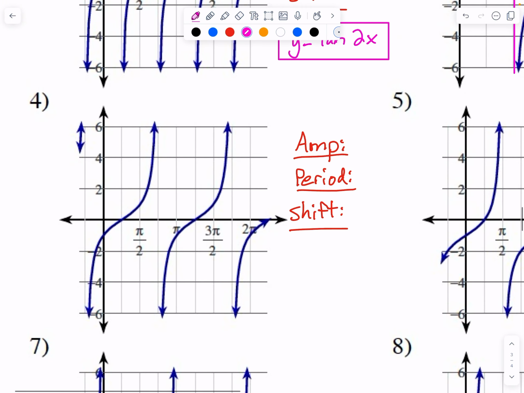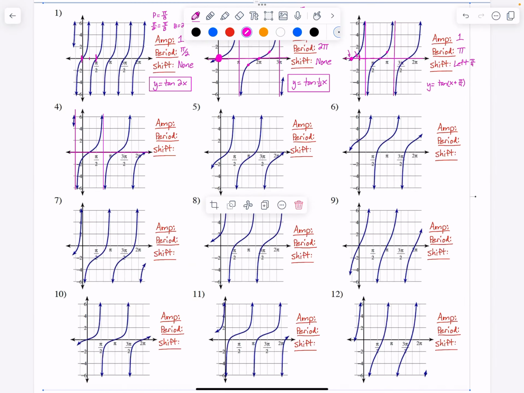Looking at number 4, I'm going to give you guys plenty of these because these can be pretty difficult. I can see that the midline hasn't changed, right? Still through the x-axis. Now I need to find my period. It goes through there and here. It looks like each one of those tick marks again is pi over 4, so the whole period would be pi.